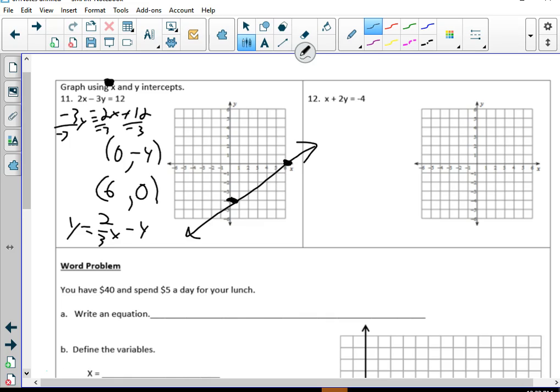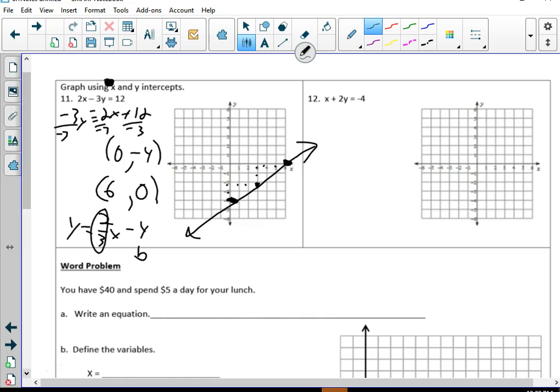Where am I beginning? Negative 4. What's my slope? So here's my negative 4. Up 2, right 3. It's off because of the border. Up 2, right 3. I hit that line going that way.